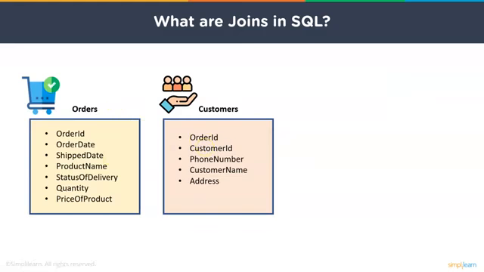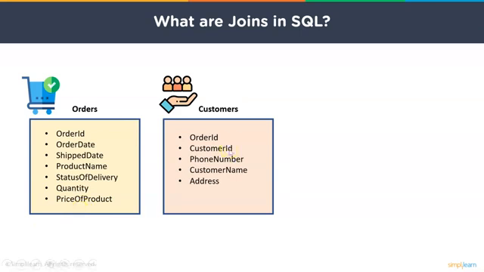Now the orders table has information about the order ID, which is unique here. We have the order date, that is when the order was placed. Then we have the shipped date. This has information about the date on which the order was shipped. Then we have the product name, which basically is the names of different products. We have the status of delivery, whether the product was delivered or not, or whether it was cancelled. Then we have the quantity, which means the number of products that were ordered. And finally we have the price of each product.